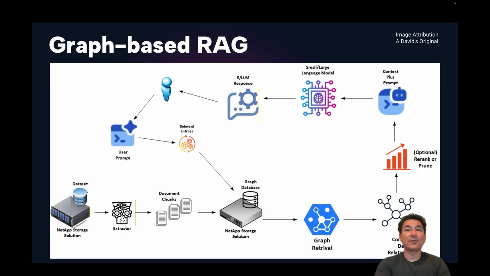This is what a typical graph-based RAG solution looks like. Note that it's very similar to how vector embeddings work. The only difference is that you're querying a graph database in order to retrieve these knowledge graphs containing highly relevant and correlated data based on the user's question.